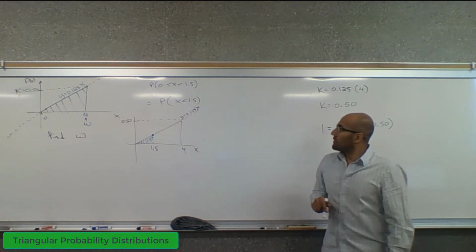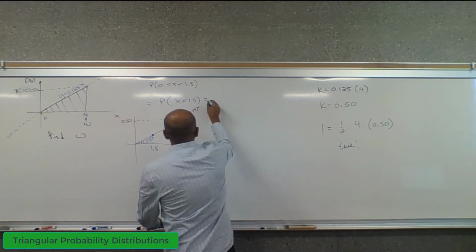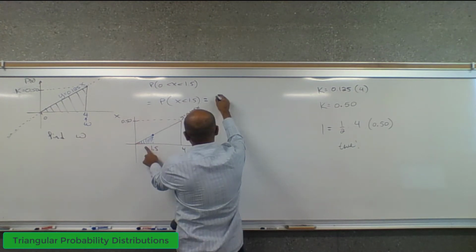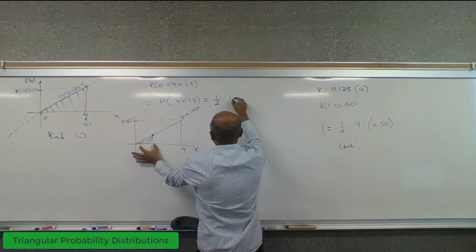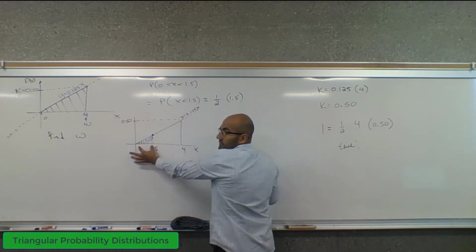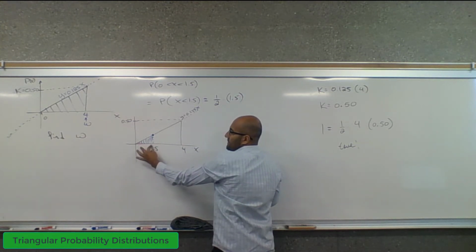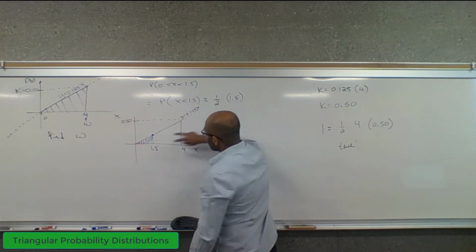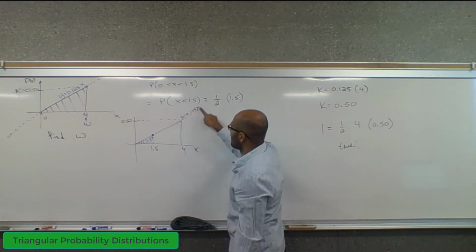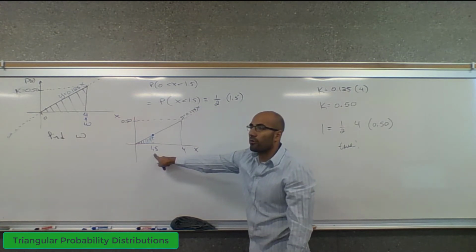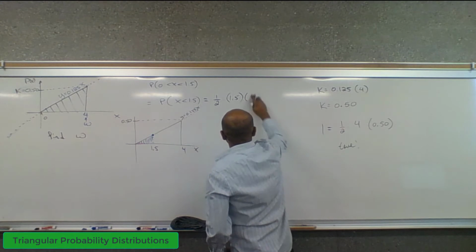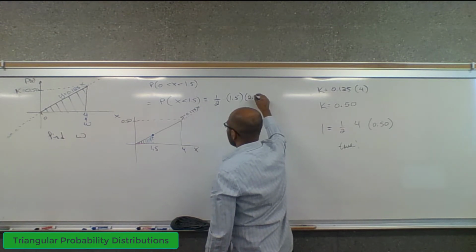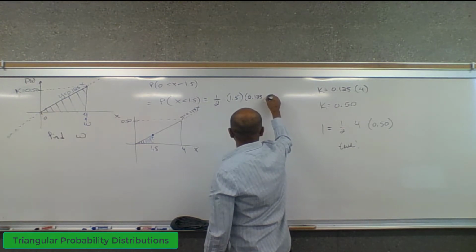Does that make sense? Okay, so this is going to be equal to this blue triangle. That's going to be 1/2. What's the base going to be? Well, it's just going to be 1.5. Right? Since it's starting at 0, the base is just 1.5. And what's the height going to be? Well, that's equal to this guy. Evaluate this equation at 1.5. So this will be equal to 0.125 times 1.5.